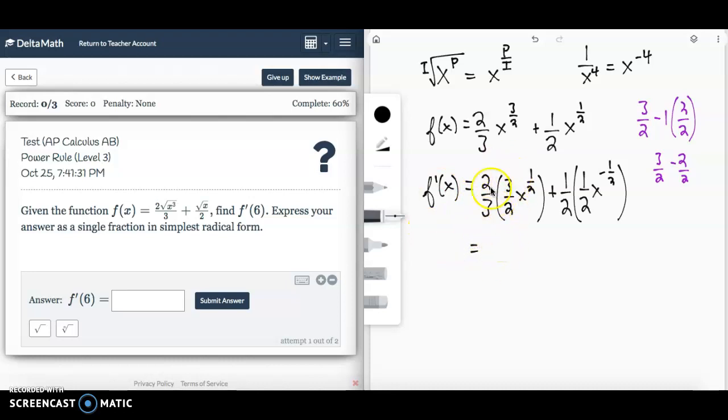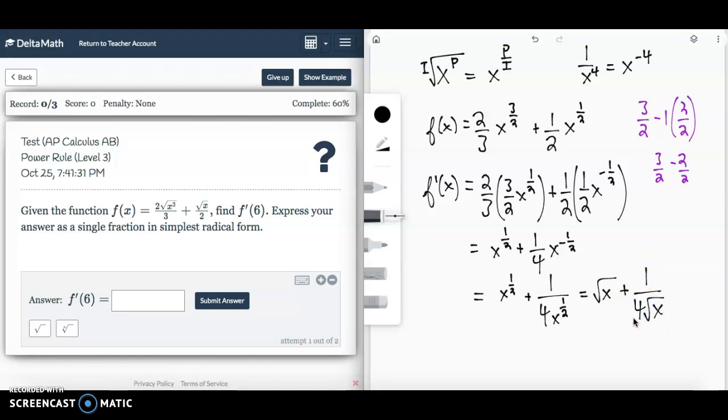All right, 3's would cancel, 2's would cancel, so I just would be left with x to the 1/2 plus 1/4 x to the negative 1/2. Not allowed to have negative exponents, so I'm going to go ahead and bring that down to the denominator. So then I'll have x to the 1/2 plus 1/4 x to the 1/2, and now we can rewrite them as radicals. So power over index would be square root of x plus 1/4 square root of x.